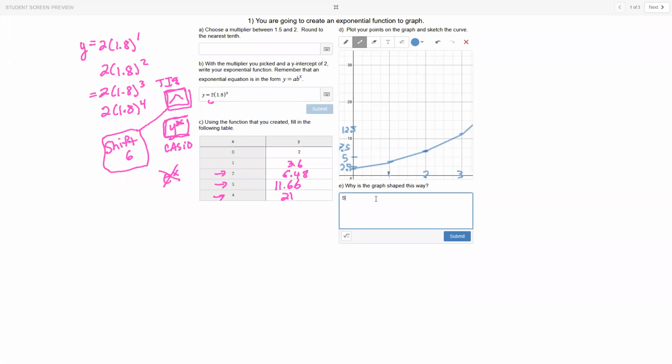So we answer, why is the graph shaped this way? You could put, why is it curved? It's a curve because, why? You fill in the blank.